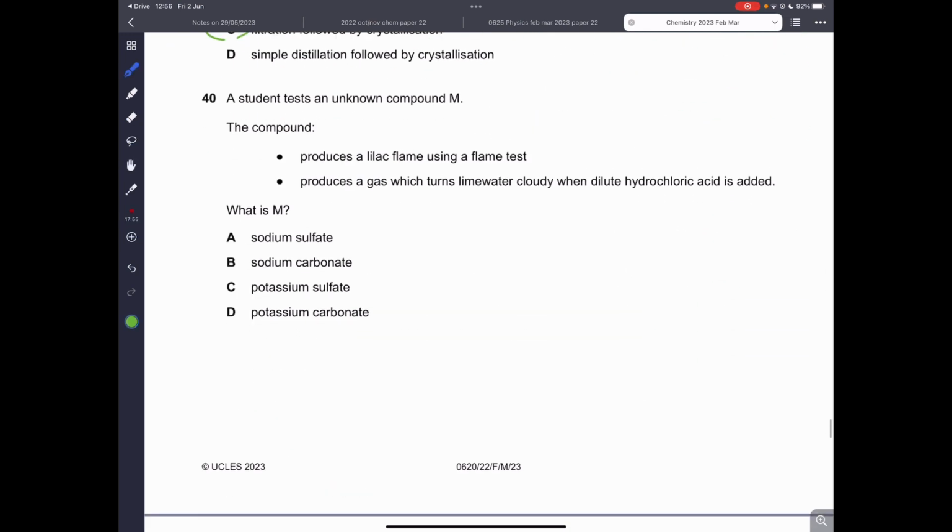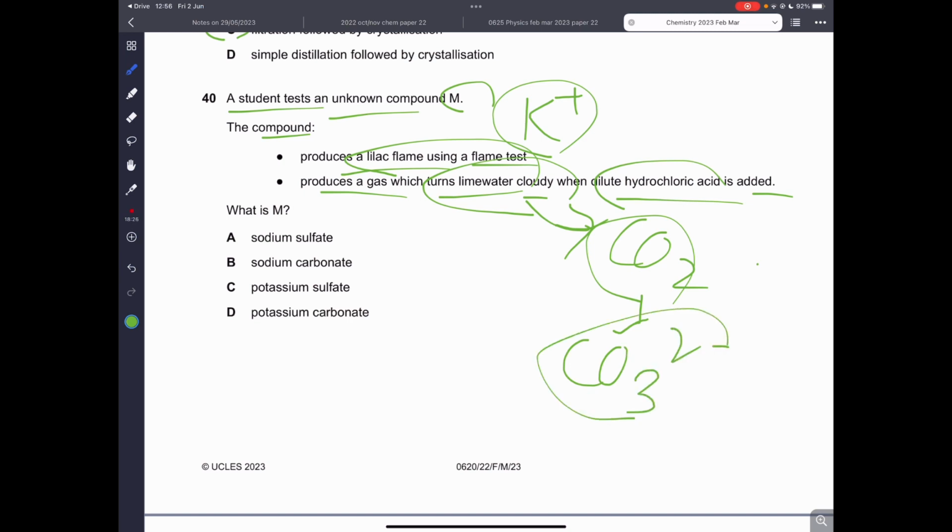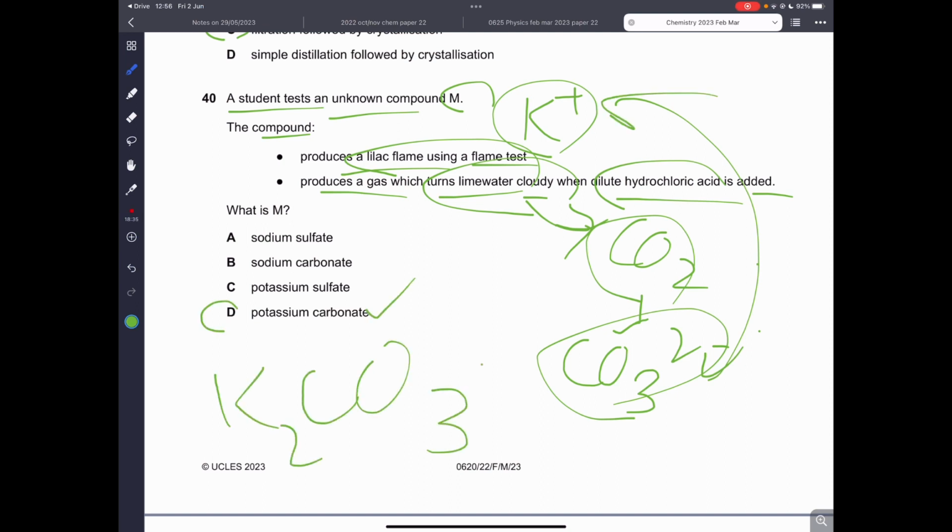Okay, question 40. A student tests an unknown compound M. The compound produces a lilac flame using flame test. Remember, you have to know your colors. A lilac flame is being produced because of the potassium ion. And it produces a gas which turns lime water cloudy when hydrochloric acid is added. Well, if it turns lime water cloudy, there's only one gas, which is carbon dioxide gas. And therefore, carbon dioxide gas is being produced from a carbonate ion. And therefore, when we add these two together, it has to be potassium carbonate. Therefore, D is the correct answer.